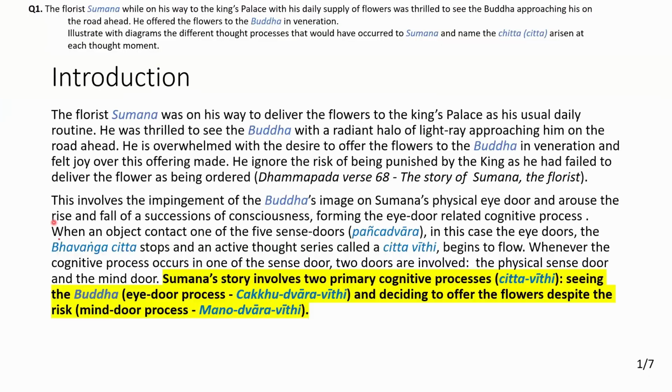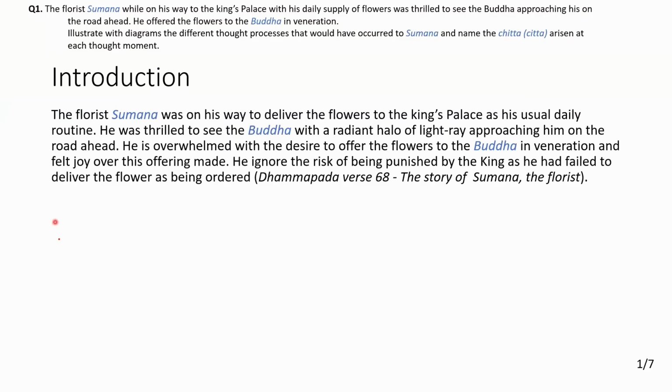As introduction, the florist Sumana was on his way to deliver the flowers to the king's palace as his usual daily routine. He was thrilled to see the Buddha with the radiant halo of light rays approaching him on the road ahead. He was overwhelmed with the desire to offer the flowers to the Buddha in veneration and felt joy over this offering made. He ignored the risk of being punished by the king as he had failed to deliver the flowers as ordered. This is actually taken from Dhammapada verse 68, the story of Sumana the florist.